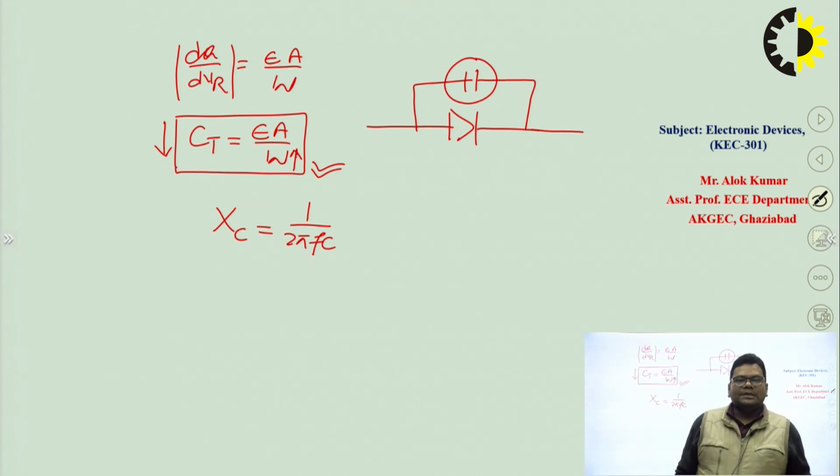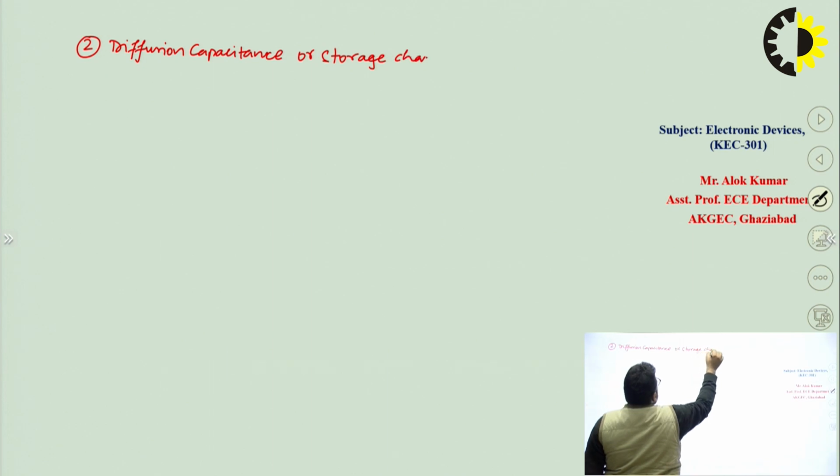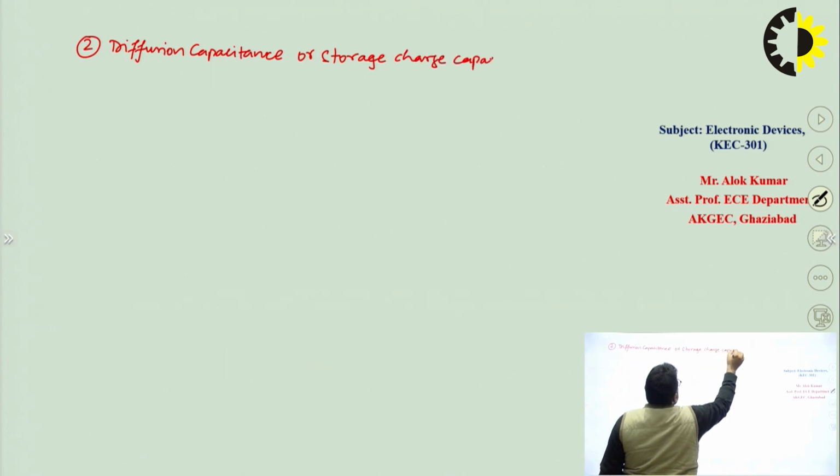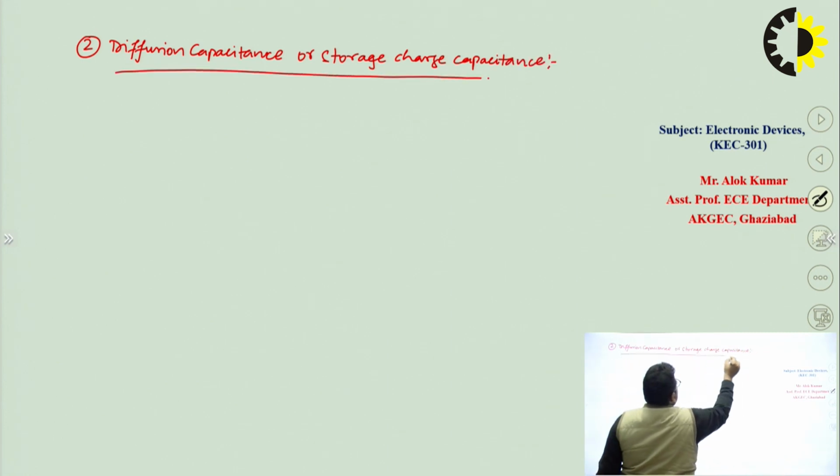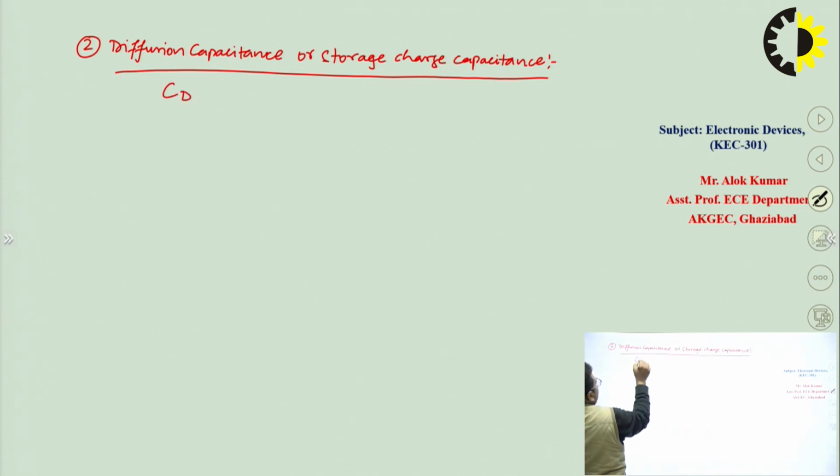The second capacitance we can take is the diffusion capacitance, or storage charge capacitance. We generally denote it by CD, and this capacitance we consider in forward bias.